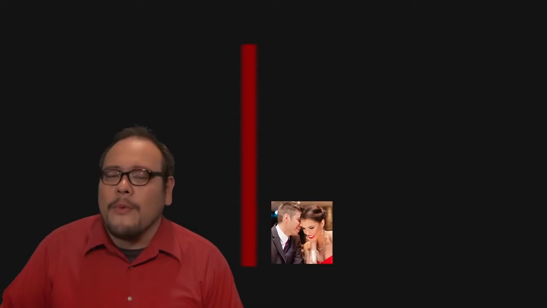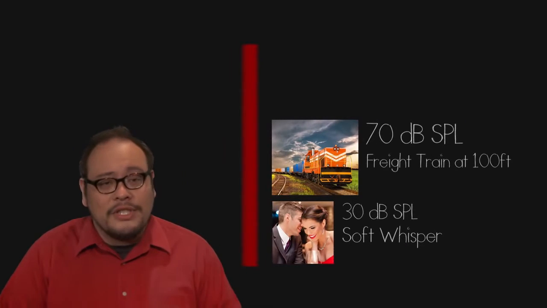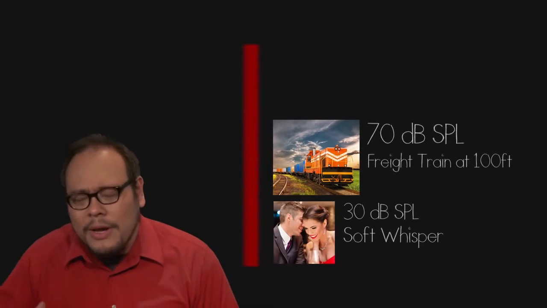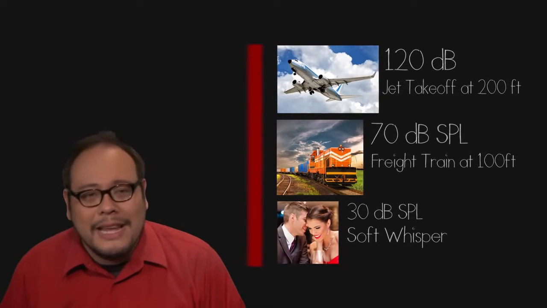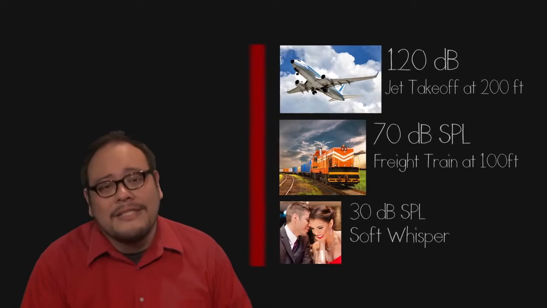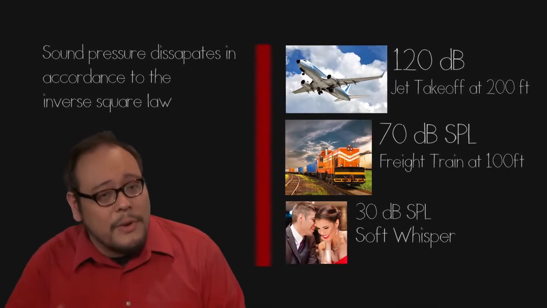Now, we can compare the sound pressure of noisy things to this bare minimum, and we can derive a decibel chart from a soft whisper at around 30 decibels SPL, to a freight train at 100 feet, which is 70 decibels SPL, to a jet takeoff at 200 feet, registering at 120 decibels SPL. Notice the distance is always notated as sound waves dissipate according to the inverse square law.